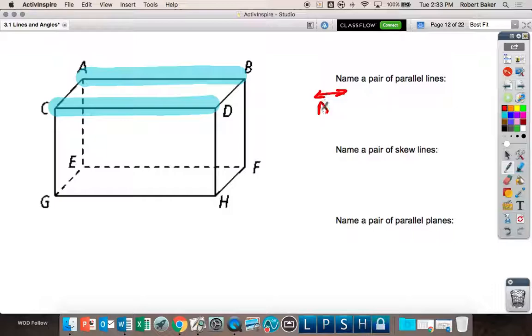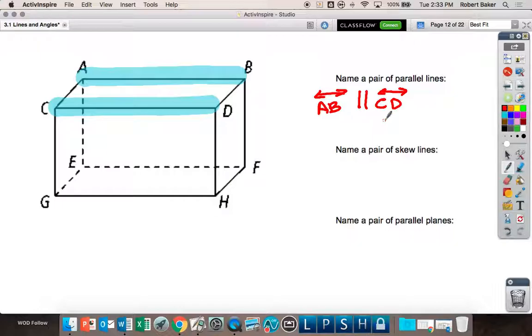Line AB is parallel to line CD. So that 11 means parallel, and it keeps you from writing "is parallel to" and misspelling parallel. You like the shorthand stuff? So make sure it looks like this.